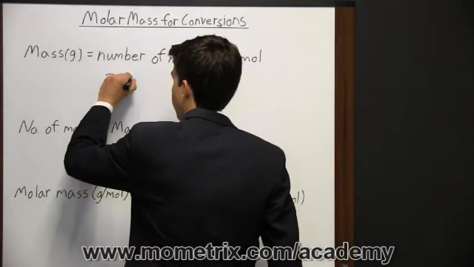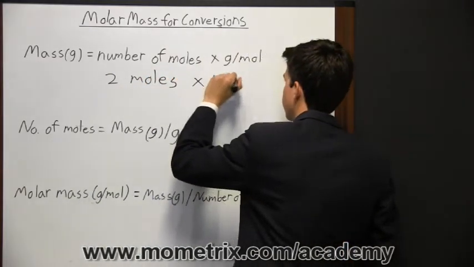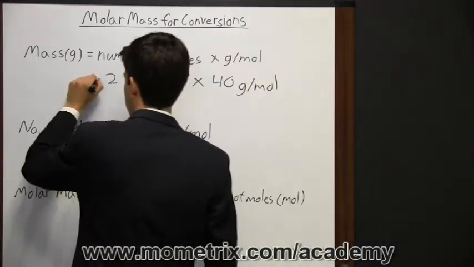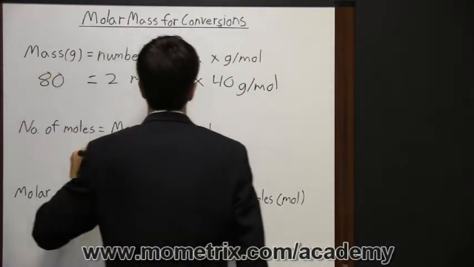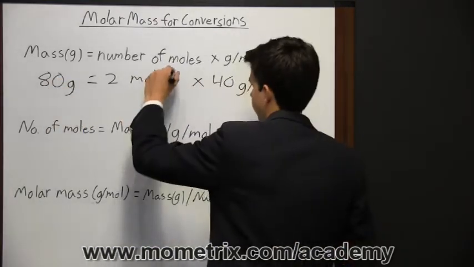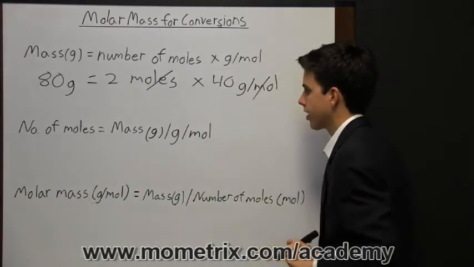So say here we have 2 moles, and the molar mass is 40 grams divided by moles. This is pretty easy to figure out. The total mass is going to be 80. And since we're dealing with mass, it's obviously going to be with grams, but you can see that by crossing out the moles, we get grams.